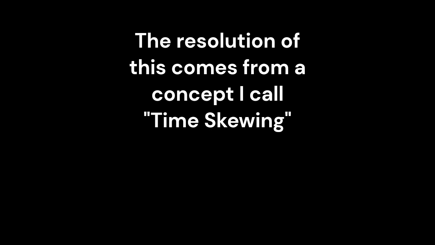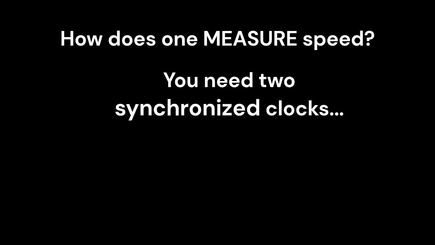The answer is time skewing, and this concept is central to all that will follow. For the moment, let's follow Einstein's logic and consider the practical aspects of experimental measurements. Remember that Einstein's statement is that the one-way speed of light is always measured to be the same. Remember also that measurement is the primary scientific value. Einstein says that if you want to measure the speed of something, you need to have two clocks in different places that are synchronized.